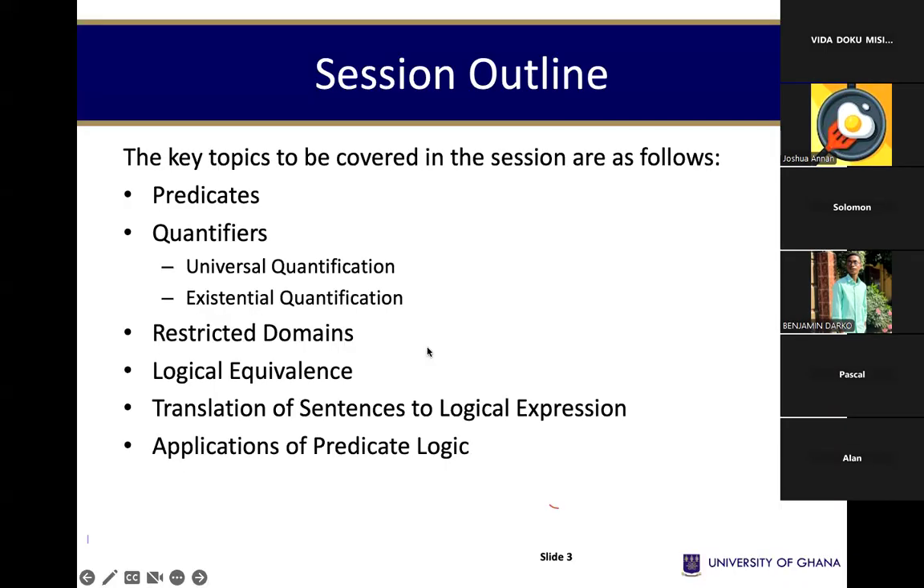Key topics we have to look at have to do with predicates, quantifiers, universal quantification, and existential quantification, which are the two forms of quantifiers. Then we look at restricted domains. Then we also have to look at what we refer to as logical equivalence. Then we can also look at translation of sentences to logical expressions, and from logical expressions to English sentences, right? And then we also have to understand applications of predicate logic as well.